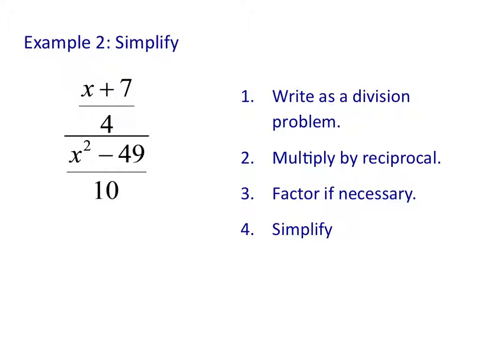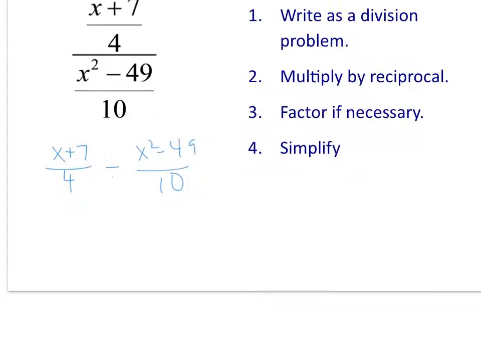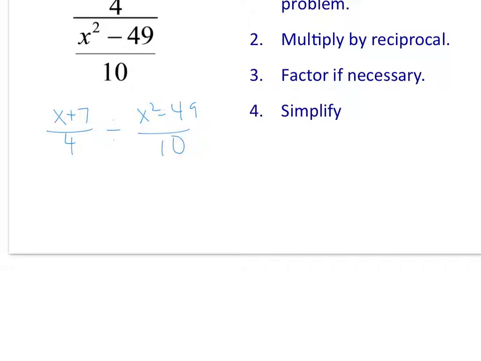Example number 2, simplify. So we have x plus 7 over 4 divided by x squared minus 49 all over 10. So again, step 1 says write as a division problem. So I'm going to rewrite this as x plus 7 over 4 divided by x squared minus 49 over 10. Multiply by the reciprocal, which is really flipping the second fraction and then multiplying. So here I'm going to flip the numerator and denominator, and I'm going to factor at the same time. So I end up getting x plus 7 over 4 for the first fraction times 10 over, and then here if I factor I get x minus 7 times x plus 7.